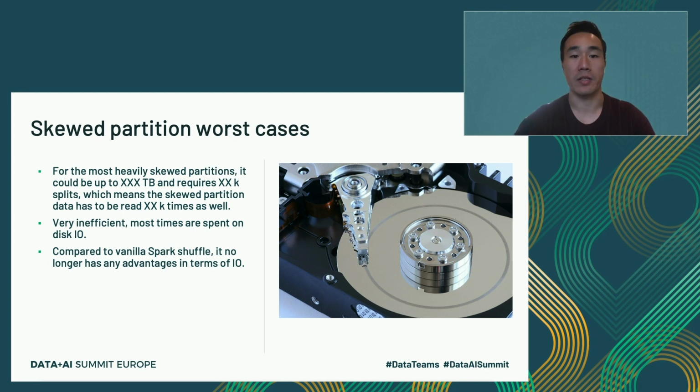In the worst case at Facebook, our most heavily skewed partition could be up to a few terabytes, which requires thousands of splits for just a single partition. That means the partition would be read thousands of times. And we found that the majority of the time would be spent on disk I/O for such jobs.